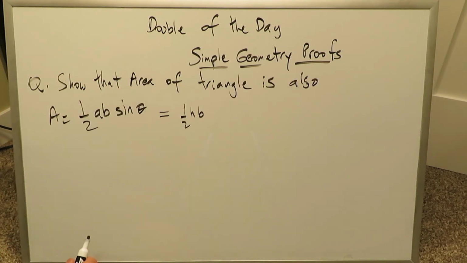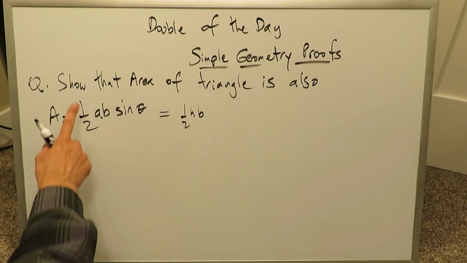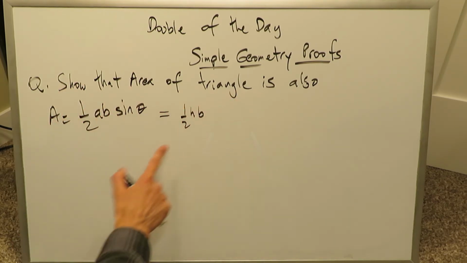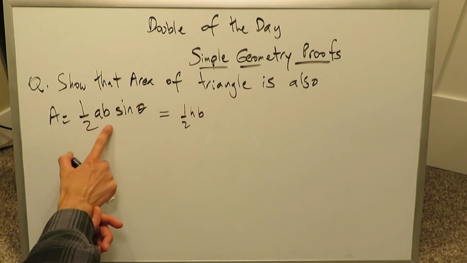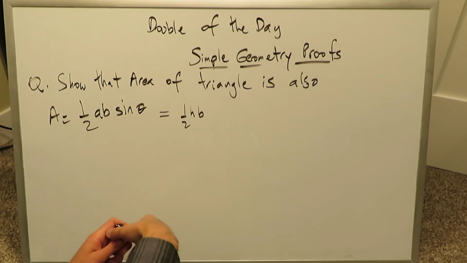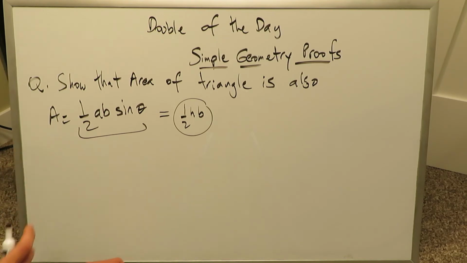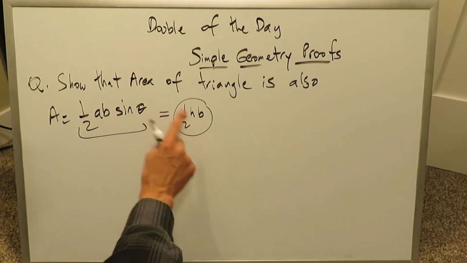For the second question of this video, which is also our last question, we have a very interesting concept. Something which is frequently never taught to students. We have to show that the area of a triangle is also equal to half AB sine theta. We're frequently taught this formula, and this other one is never taught. But this right here is a very legitimate formula for the area of a triangle, and we have to show that this is equal to that.